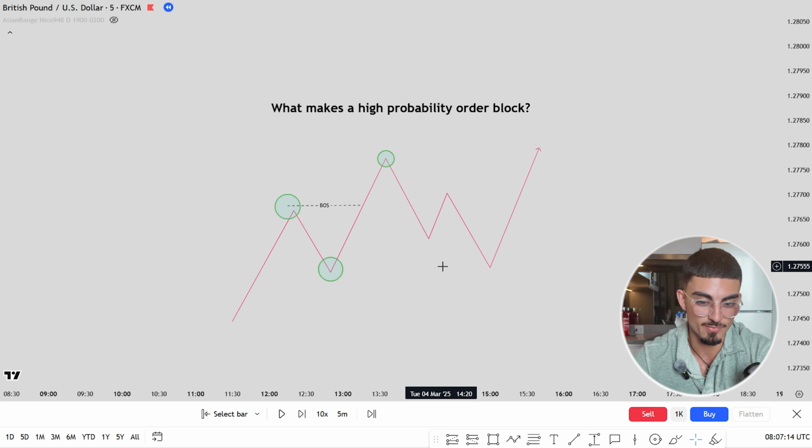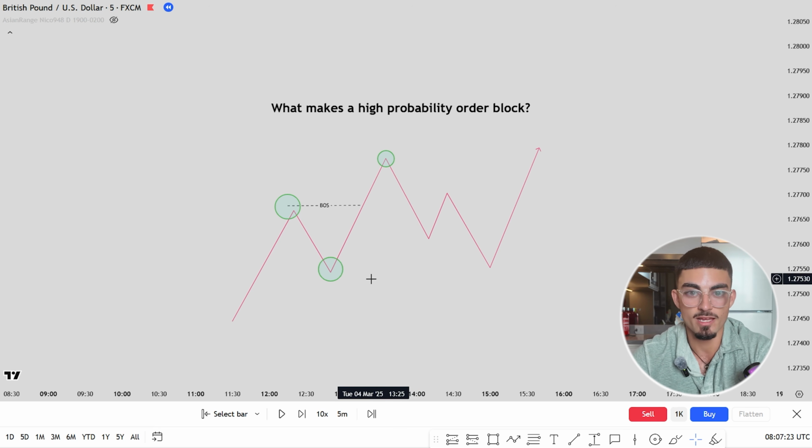People say it all the time. It's a bit of a cliche saying, the trend is your friend, and it is very, very true. You want to be trading with the trend because the likelihood is that the market will keep going in its previous direction.